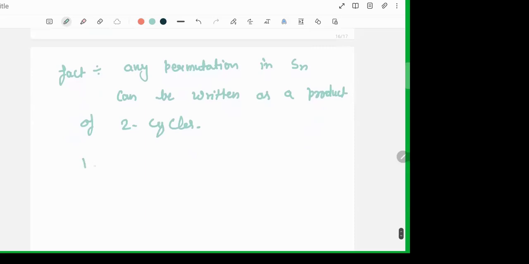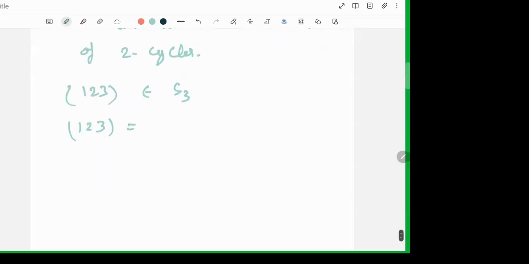Suppose you are given 1, 2, 3 in S3. I am asking you to write it as a product of two-length cycles, basically a composition of two functions. So how will you write it? Two-length cycles means one element should get fixed. That's what a two-length cycle means. I should say two-length cycles.